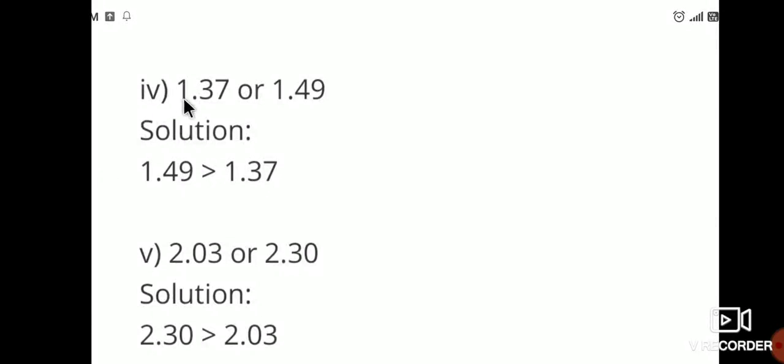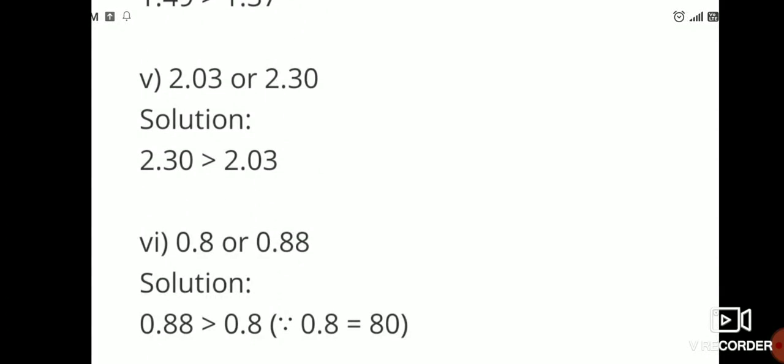Next, 1.37 or 1.49. Among these two, the unit place is 1 in both, so the unit place is equal. Next we have to compare the tenths place, that is the 1 by 10 place. Here in the 1 by 10 place, it has 3, and here 4 will be there. Among these two, 4 is greater. Therefore, 1.49 is greater than 1.37.